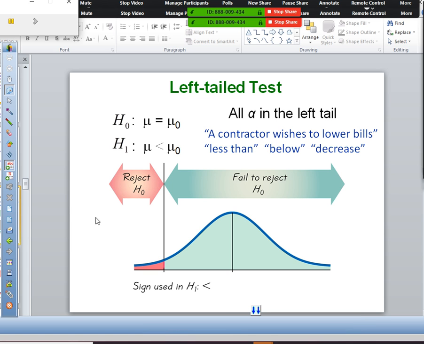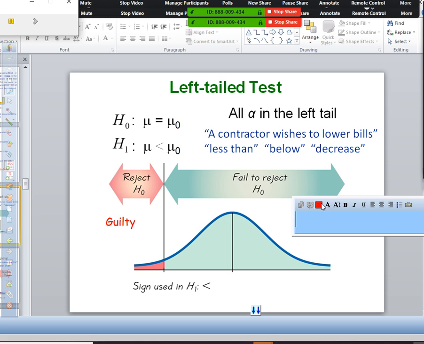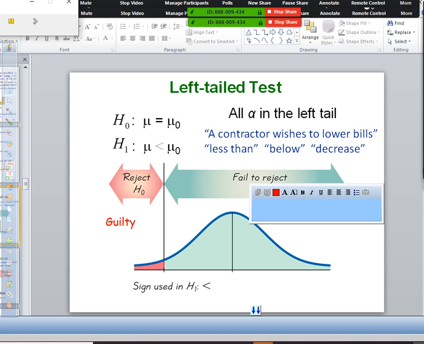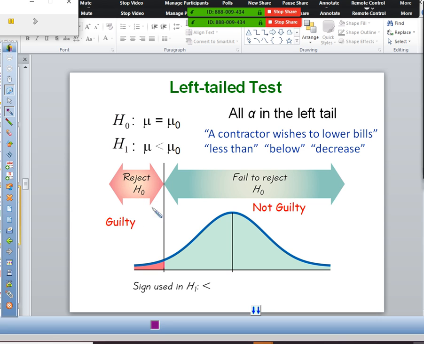H naught is mu equals mu naught, and H1 is mu is less than mu naught. Great. All alpha in the left tail. A contractor wishes to lower bills, below, decrease. Right. So again, these are the guilty and not guilty regions. This is the guilty region. This is the not guilty region.